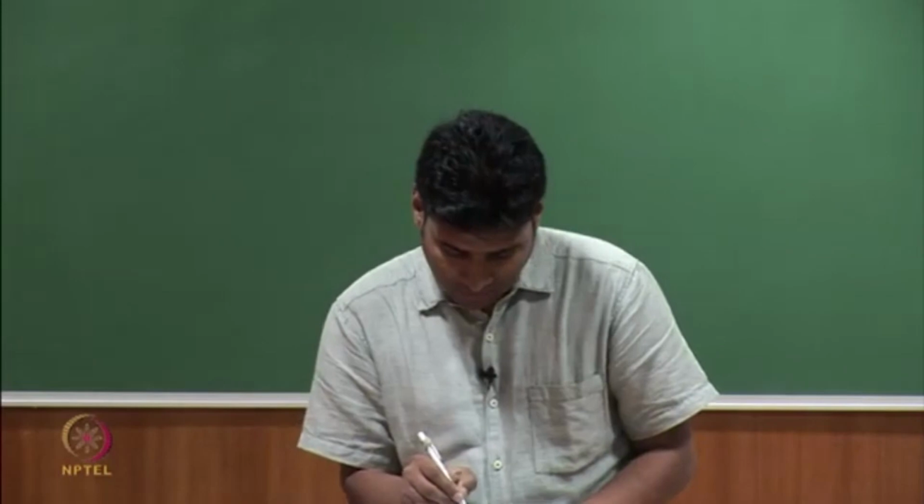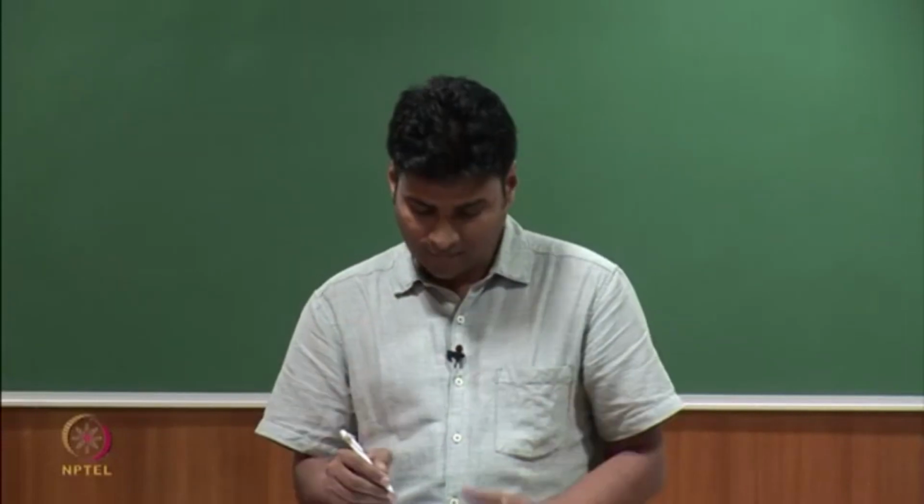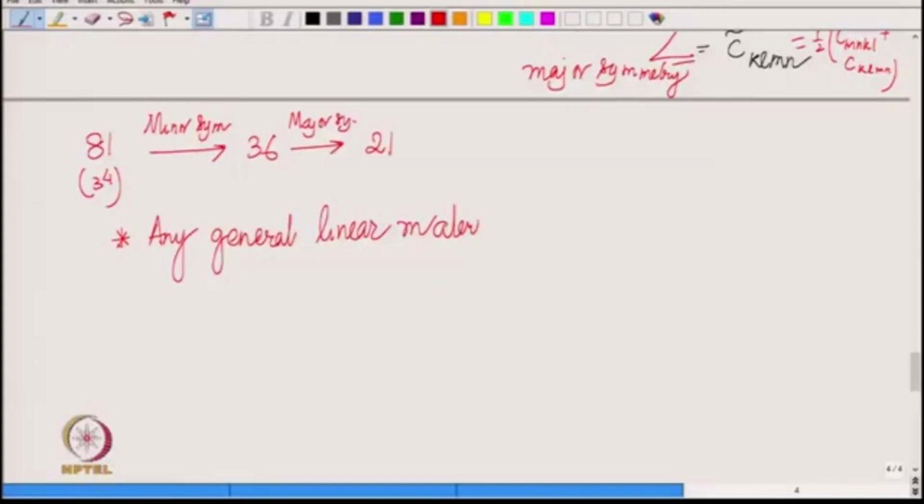So, you can remember this, I will also write it here. Any general linear material, you know why linear? Because we are talking of linear stress strain relation. So, linear material will have maximum 21 independent constants. Okay.